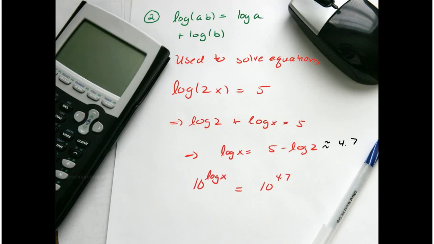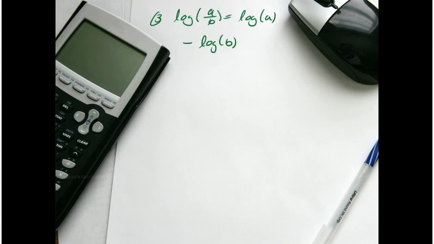And now to get rid of that log, to undo the log, I have to take the inverse of logging, which is exponentiating. And since it's log base 10, I need to exponentiate by 10, and I get that 10 to the log x is 10 raised to the 4.7, which I don't really care what that number ends up being. The whole idea is that I'm trying to extract out x. So I'm using the log laws here to extract out x.